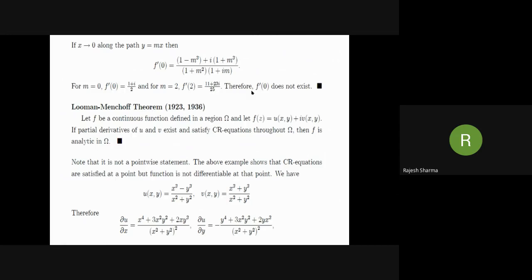It may also be noted here that one can view the above example in the context of the following theorem, known as the Looman-Menchoff theorem. Looman published it in 1923 and Menchoff in 1936. If f is continuous in a region omega, and if the partial derivatives satisfy the CR equations throughout the region, then f is analytic in omega. Note that it is not a point-wise statement. As the above example shows, the CR equations are satisfied at a point, but the function is not differentiable at that point.